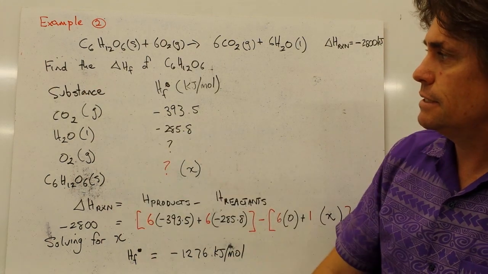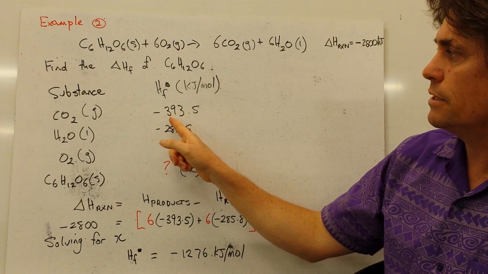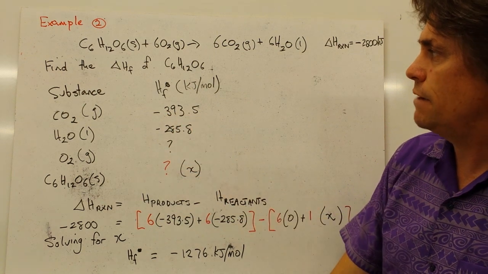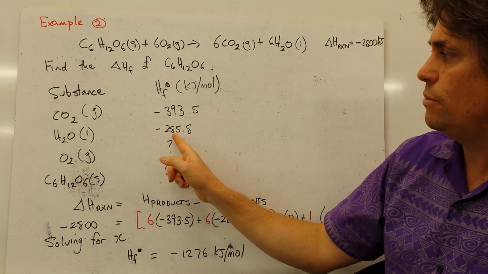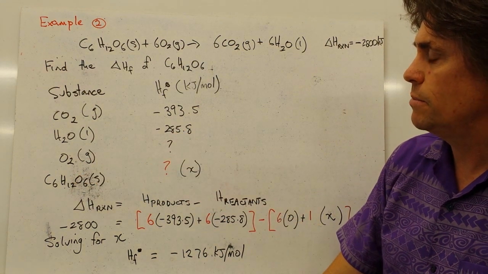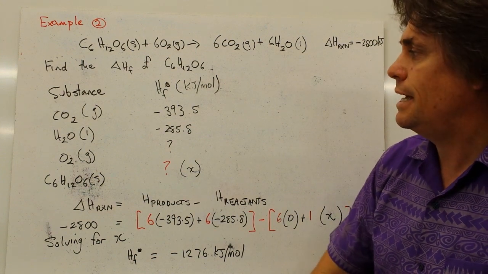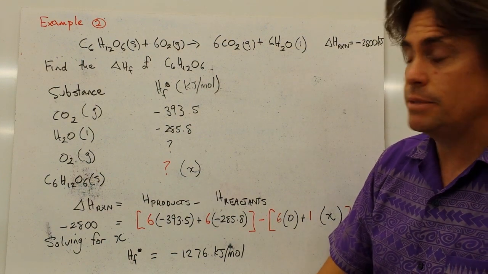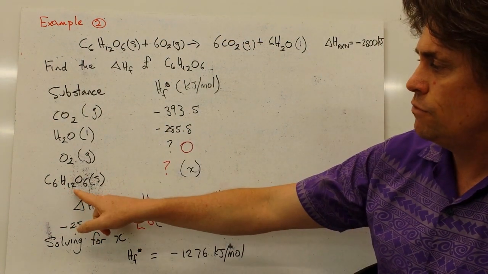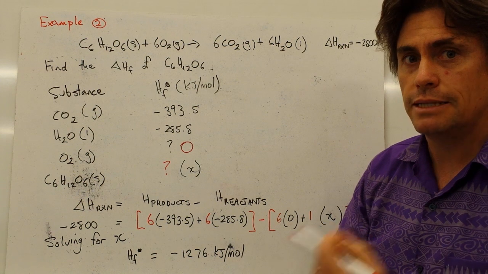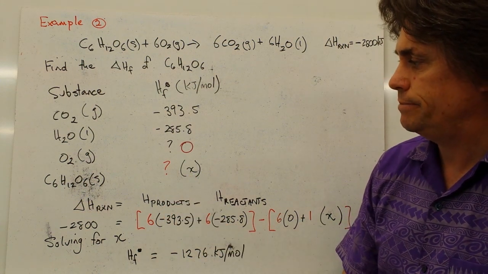So our table says that we have our heat of formation of carbon dioxide per mole is minus 393.5 kilojoules per mole. Water per mole of formation is minus 285.8 kilojoules per mole. Oxygen, because it's in its elemental form at 298 Kelvin and 1 atmosphere, will be 0. And our unknown is our formation of glucose. So we're asked to calculate that. And I'm going to give it the term X for the moment.